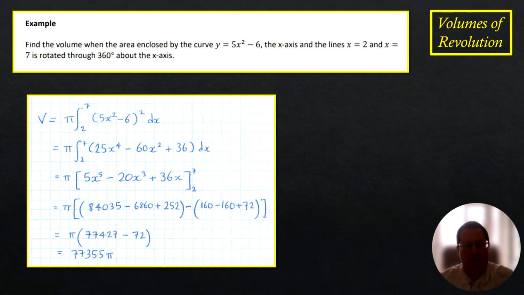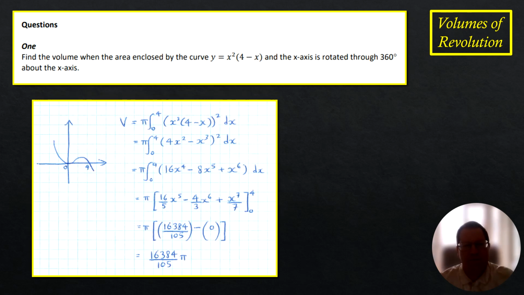And because it's about the x-axis, we're using y squared dx. So substituting 5x squared minus 6 for y, we need to square it first. Then we need to integrate it, which gives us pi times 5x to the 5 minus 20x cubed plus 36x. And then we're just substituting 7 and 2 as we did before for area. And the answer is 77,355 pi.